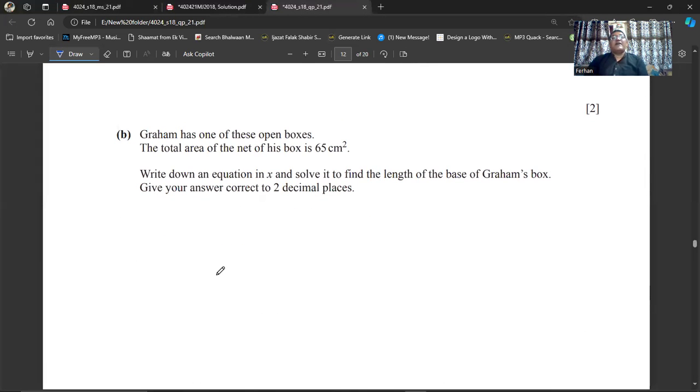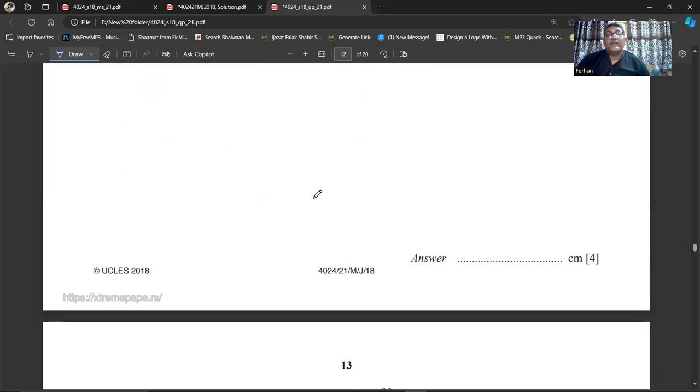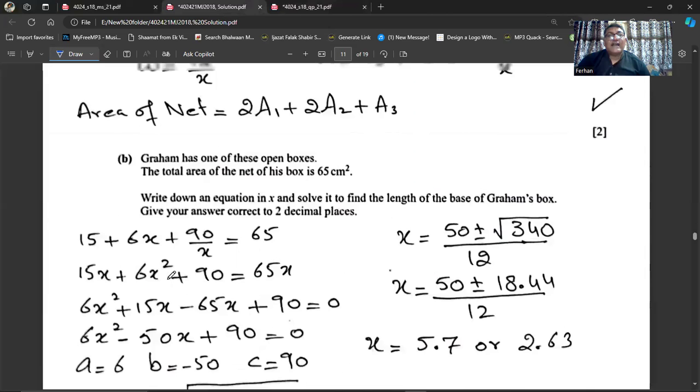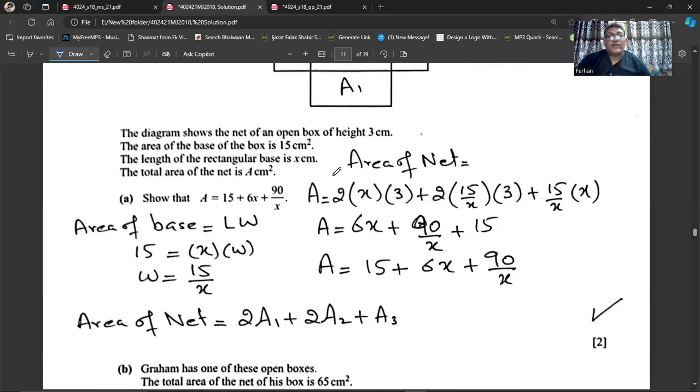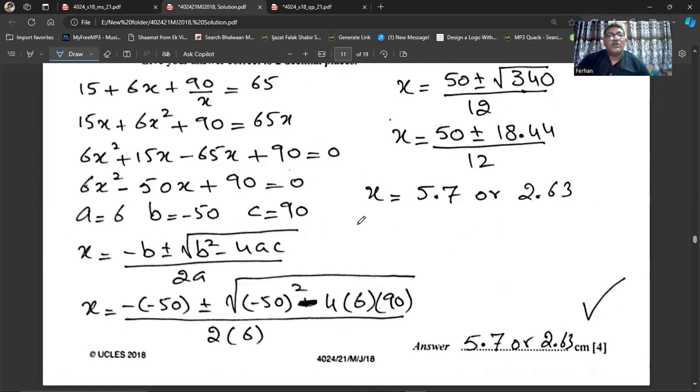He says, Graham has one of these open boxes. The total area of the net of his box is 65 centimeters squared. So that equation for A, capital A, I will make it equal to 65. Write down an equation in x, solve it to find the length of the base of Graham's box. Give your answer correct to 2 decimal places. It's a 4 marks question. So what I will do, I will make this equation, which is given, equal to 65, and then we will be able to solve it.